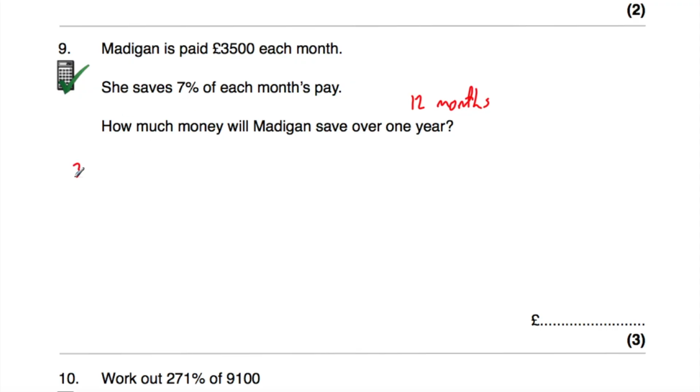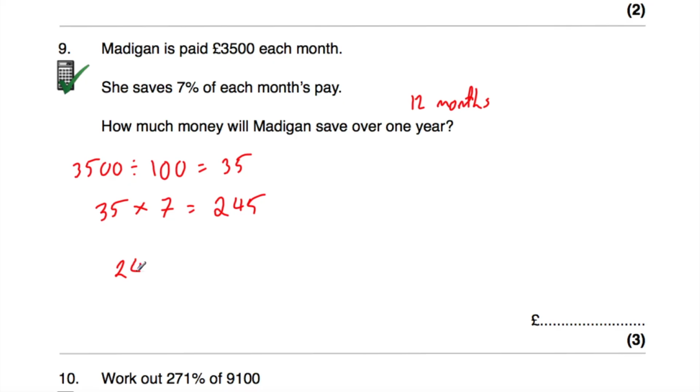So one approach is to take the 3,500. We could divide that by 100 to find 1%, and that's equal to £35. Then take the £35 and multiply that by 7 to see how much money she saves in each month. So £35 multiplied by 7 is equal to £245. So that means that every single month Madigan saves £245.